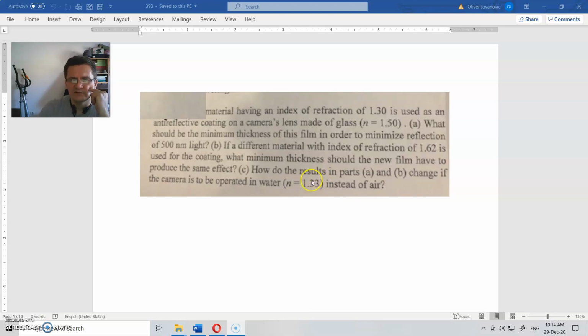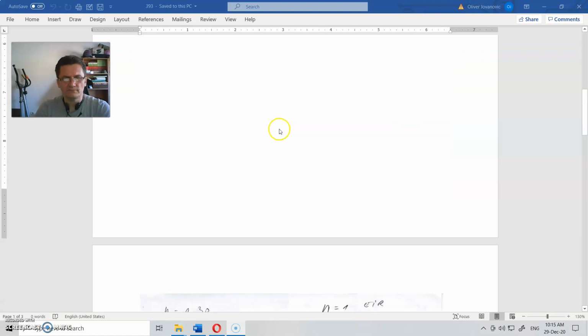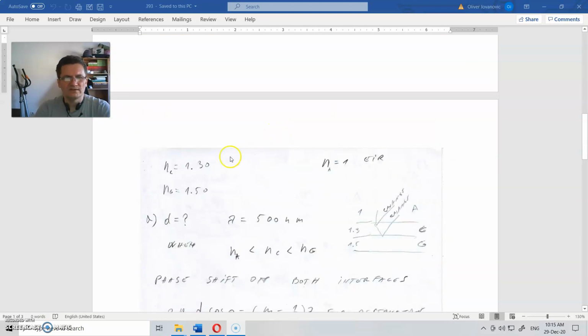Here what is important to know is that this number here is larger than this. Okay, let us see the solution under A. So this is the index of refraction of the coating, and this is the index of refraction of the glass. And the index of refraction for the air is 1. As you can see, here is 1, here is 1.3, here is 1.5. So this is larger than this, and this is larger than this. So it looks like this.